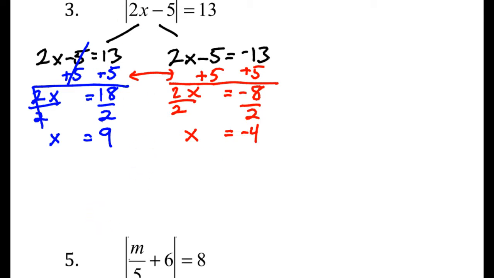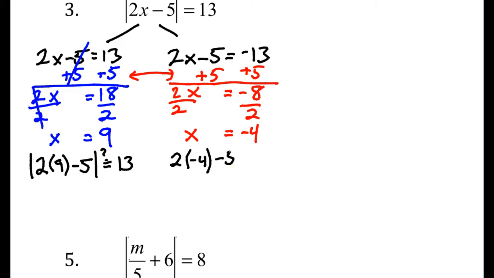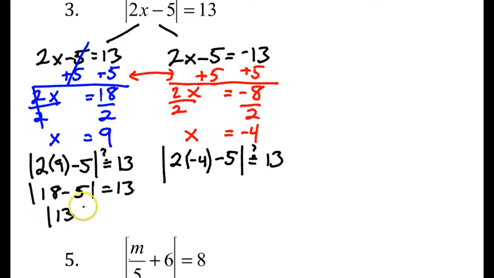Good. And of course, you can do the checks here. Okay, so absolute value of 2 times 9 minus 5, is that equal to 13? You're really trying to see, question mark, are these equal to each other or not? And then also verify, is 2 times -4 minus 5, that equal to 13? Okay. So we have 18 minus 5, and there you go. 18 minus 5 is absolute value of 13. Absolute value of 13 is 13.